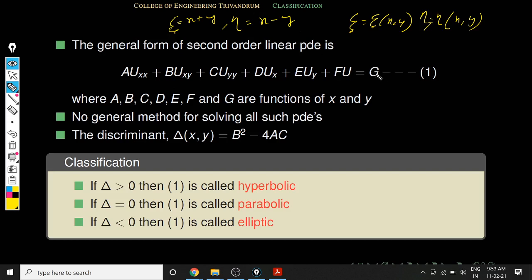One method is, first we are going to evaluate ux, uy, uxx, uxy, uyy, everything in terms of psi and eta. Then we substitute all these things in equation 1. By simplifying, we get a PDE in terms of psi and eta. For example, how to find ux in terms of psi and eta? That is using our chain rule.